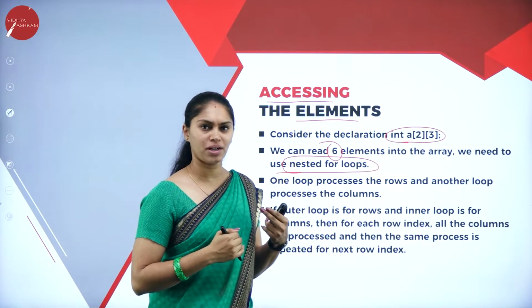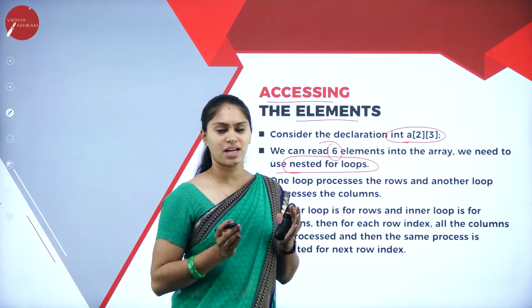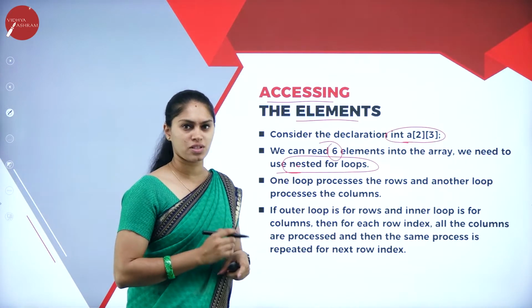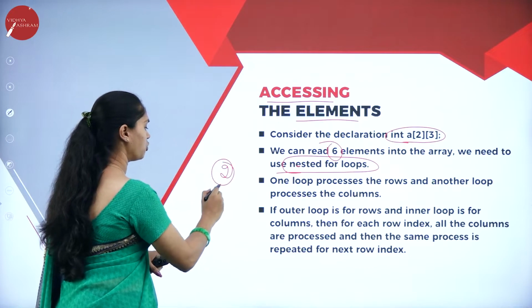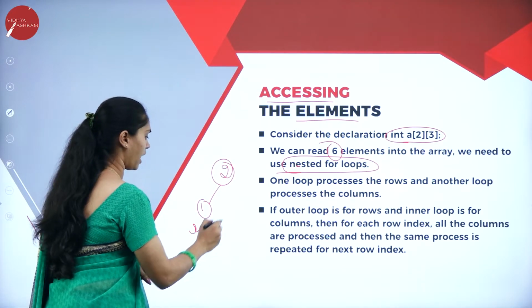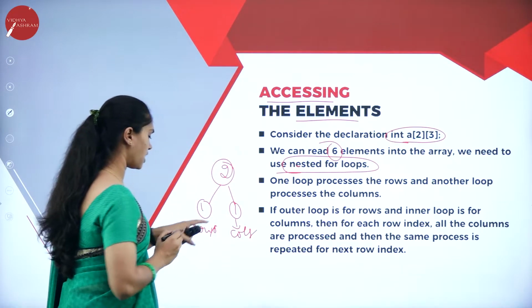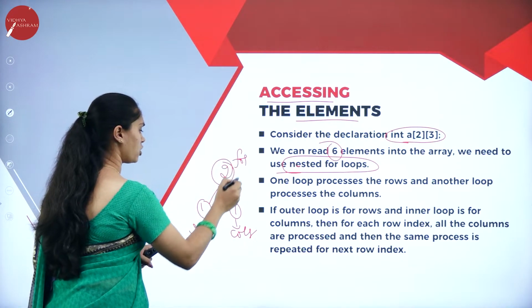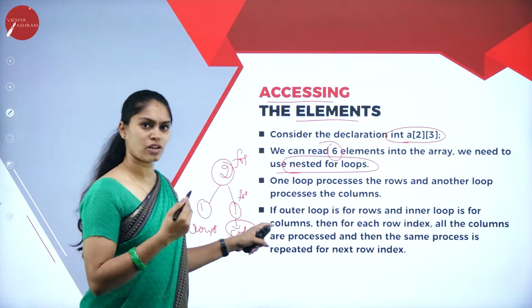Nested for loop. What does it mean? One for statement is going to include one more for statement within it. That will be considered as nested for loops. So here we are going to take 2 for loops. One for loop is for rows and another for loop is for columns. In order to access the row element, we are going to use one for loop, and we are going to use another for loop in order to access the elements of columns.